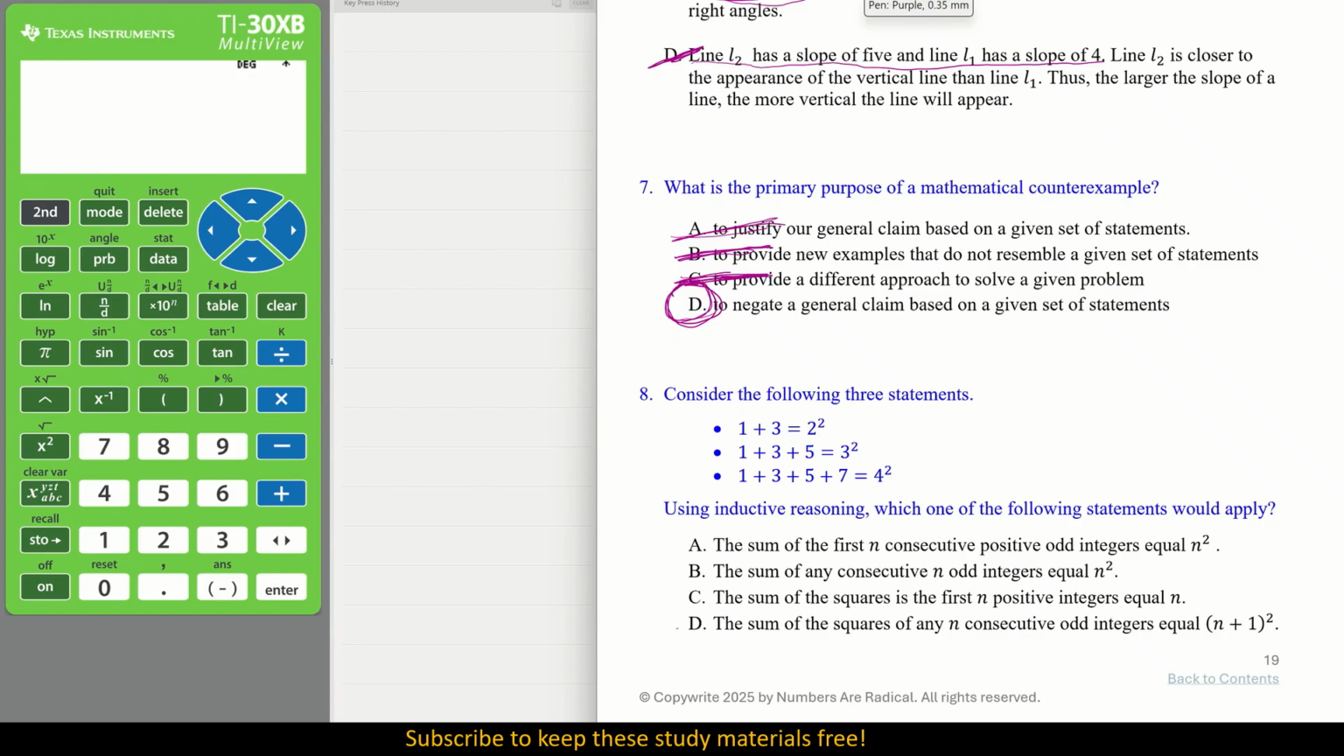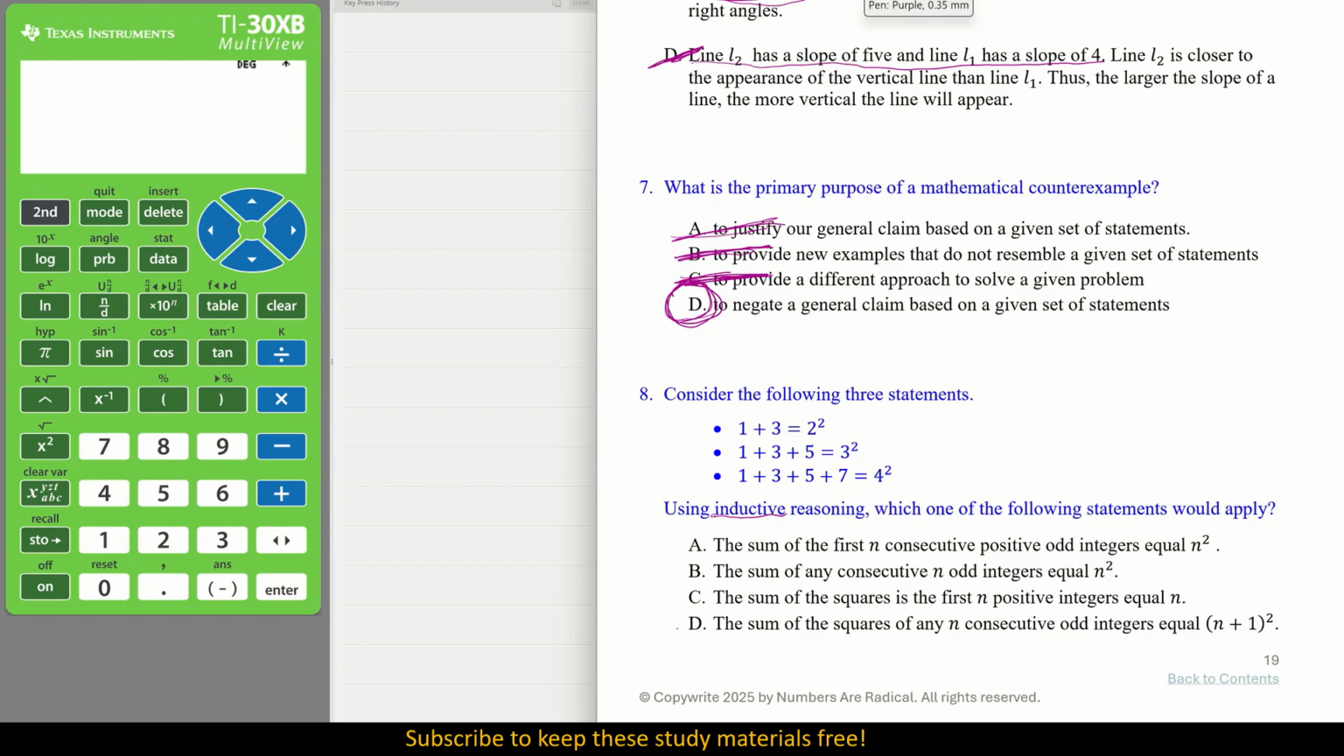Consider the following 3 statements. 1 plus 3 equals 2 squared. 1 plus 3 plus 5 equals 3 squared. 1 plus 3 plus 5 plus 7 equals 4 squared. Using inductive reasoning, which one of the following statements would apply? Obviously these are very specific, so it is inductive, but now we have to come up with a general formula. Before you read your options, it's always good to quickly look at what your observations give you.